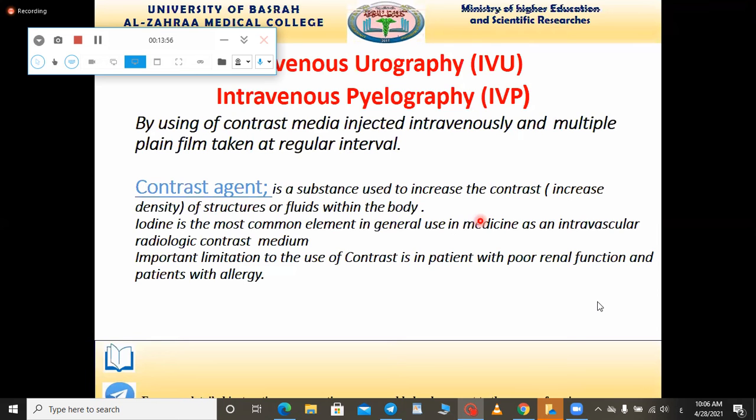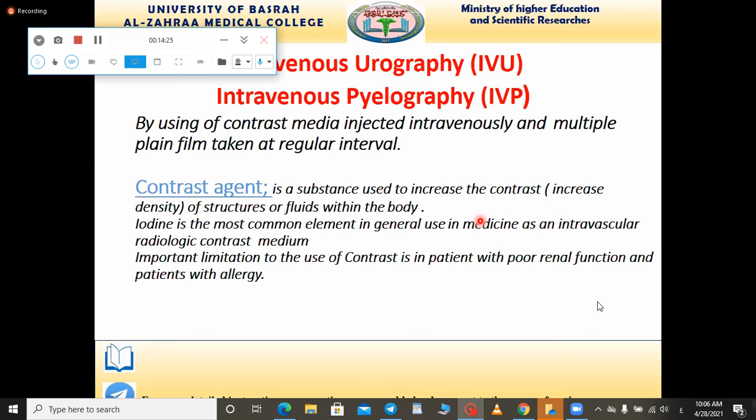The second imaging study is the intravenous urography, or some call it intravenous pyelography. It is the same. IVU or IVP is the same. It is an X-ray film, but by using contrast media solution. It is a solution injected intravenously by cannula, and multiple plain films are taken later at regular intervals. So we should know what the contrast is.